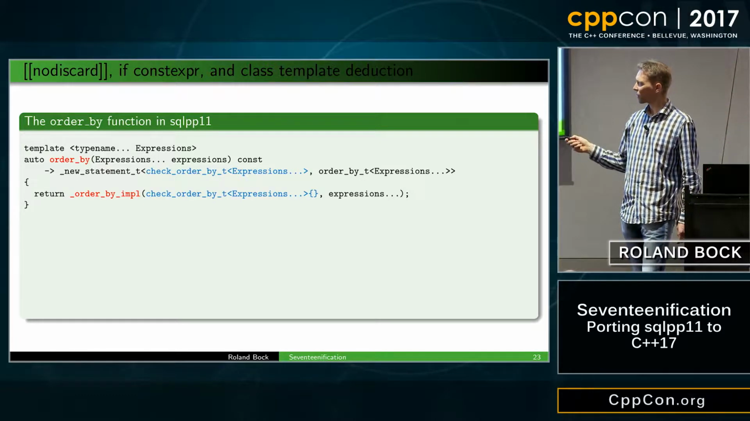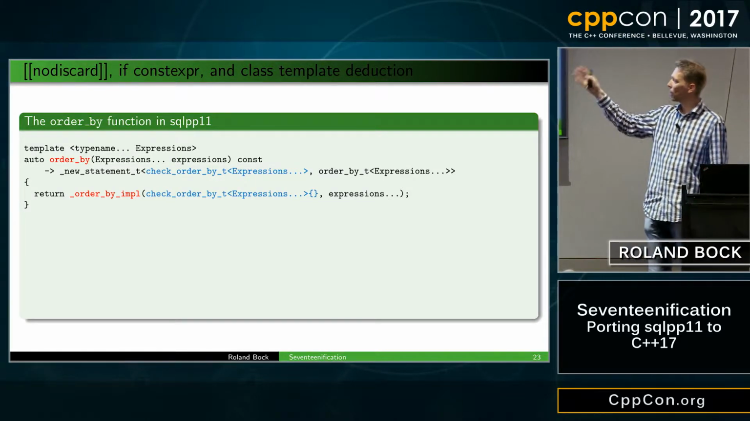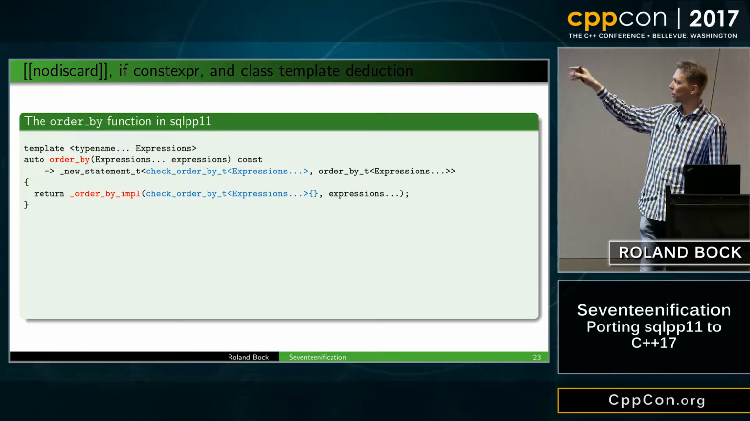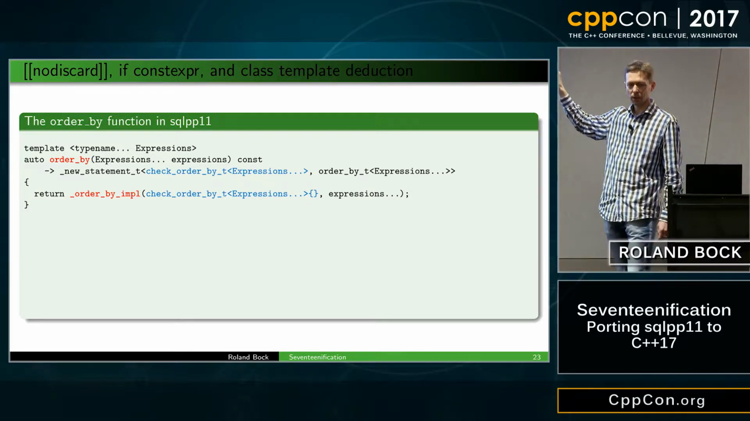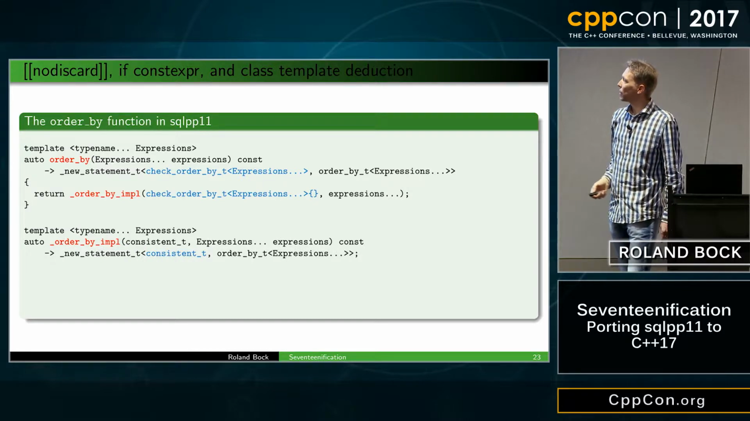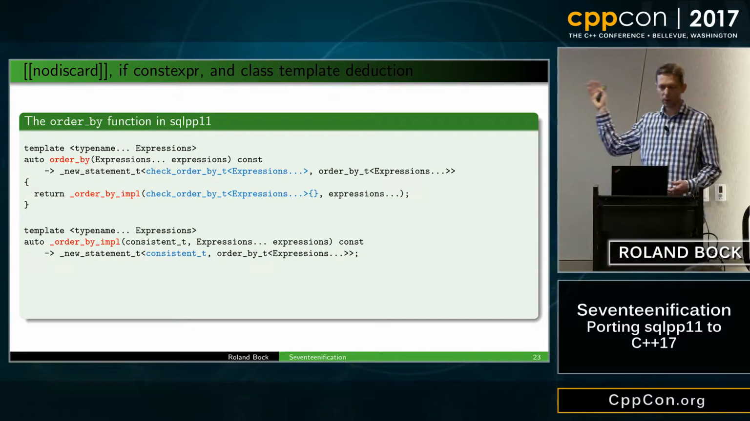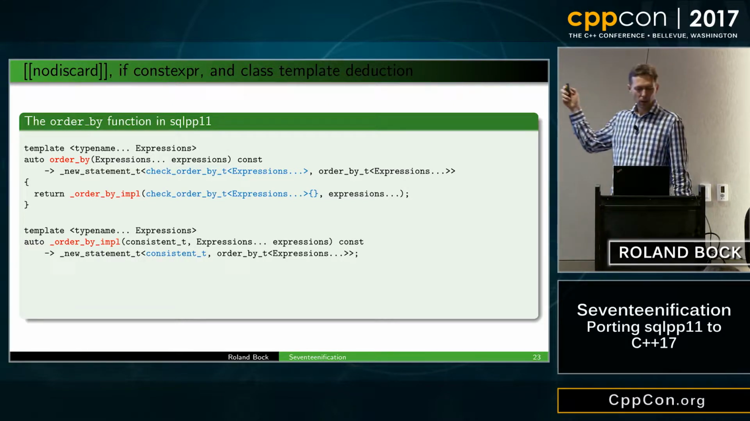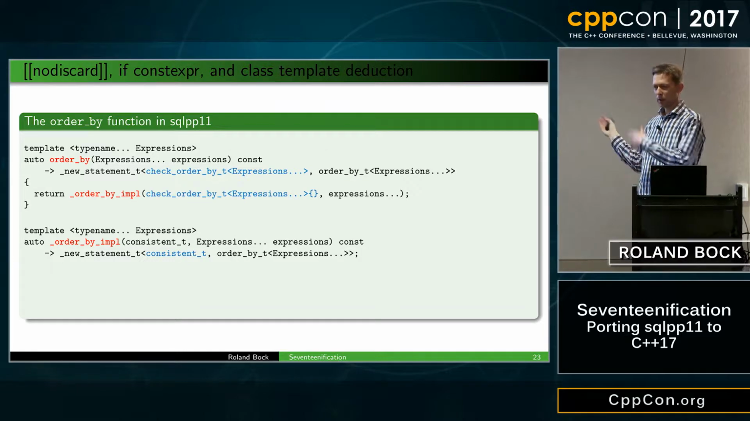So the order_by impl will then be called with tag dispatch. So depending on what check_order_by, what kind of type that is. There is a good case. In that case, check_order_by will be of consistent type. That will just create a new statement with the new order_by, and everything is fine.